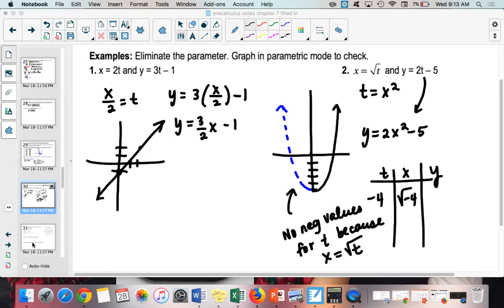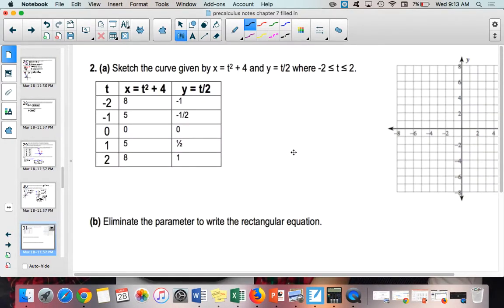All right, so the next one. It says sketch the curve given by x equals t squared plus 4 and y equals t over 2, where t is between -2 and 2. Okay, so for between -2 and 2, I gave you the points because I didn't want to go through and do every single one of those points. So we have the points there.